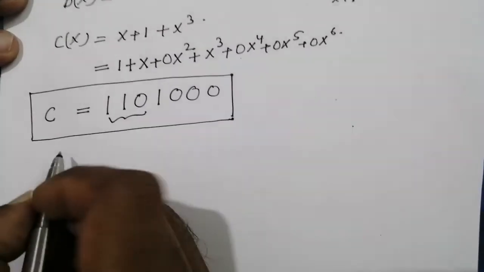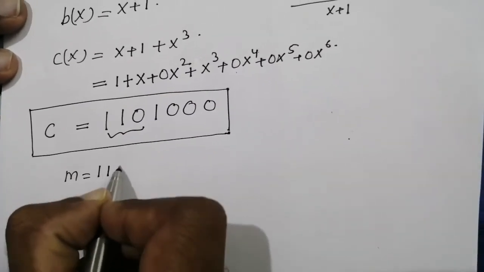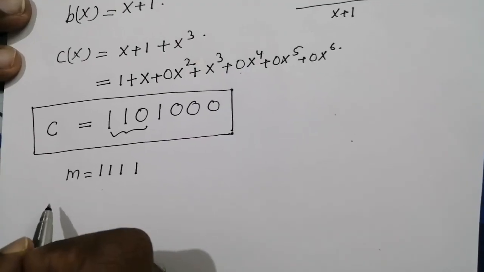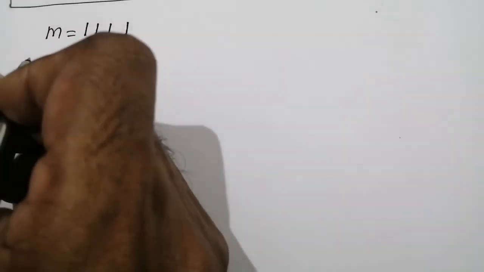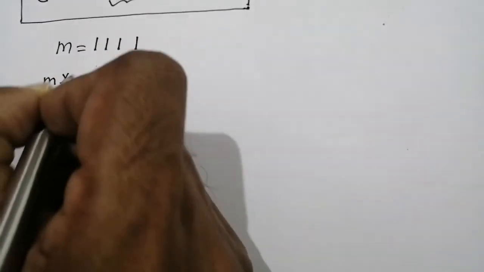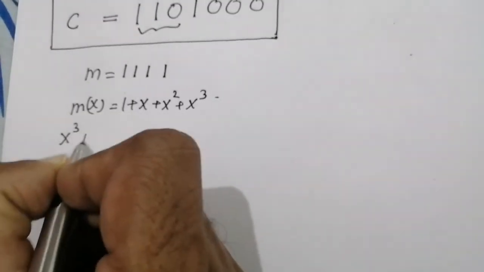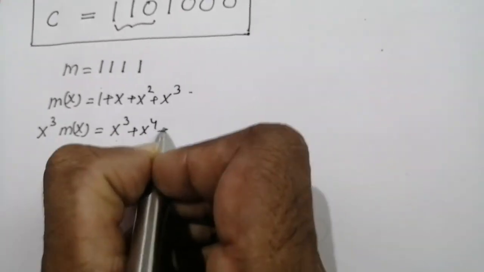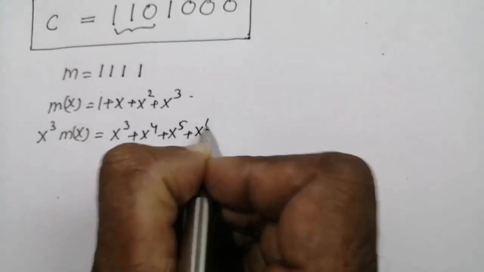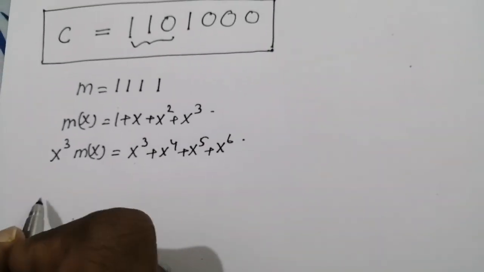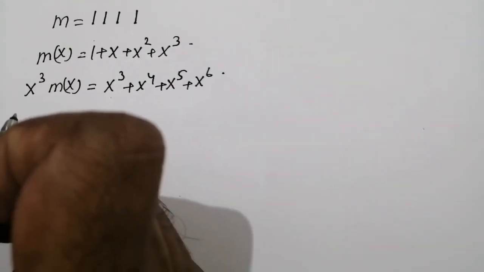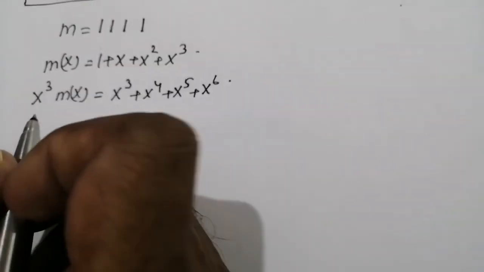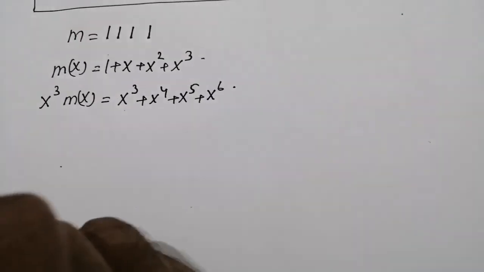We will do one more example. Let m equal to 1 1 1 1. Now step 1 is to form the message polynomial and multiply by x raised to 3. That is, m of x is 1 plus x square plus x cube. Now x raised to 3 m of x equals x cube plus x raised to 4 plus x raised to 5 plus x raised to 6. Now we know that b of x is the remainder polynomial obtained by dividing x raised to n minus k m of x by g of x, right?